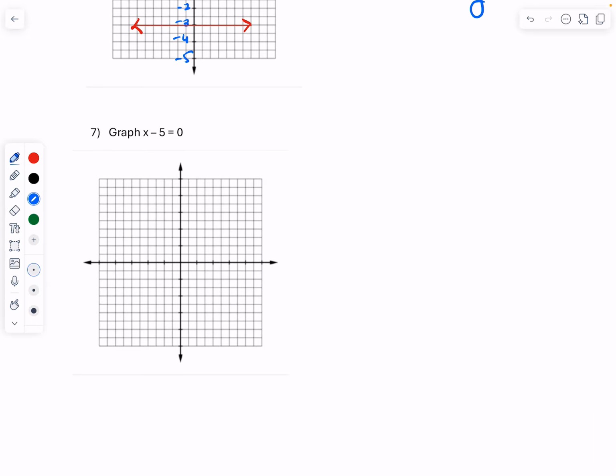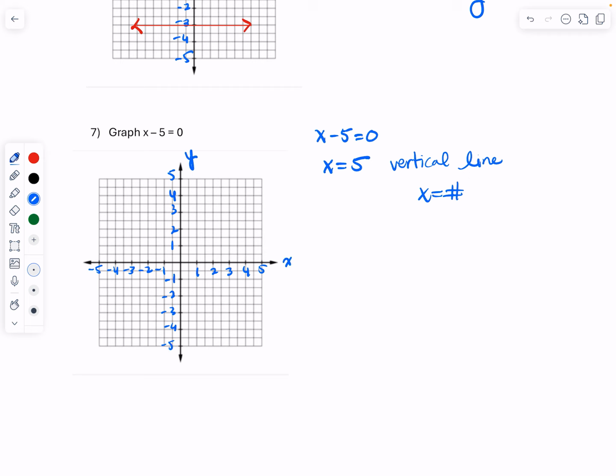y terms. So when that happens, I know that I probably have a vertical line. So I'm going to get negative 5 over to the other side. x equals 5, that is a vertical line. Anytime you have x equaling a number, it's a vertical line. So again, I'm going to label everything 1 through 5 and negative 1 through negative 5 on the x-axis and y-axis.